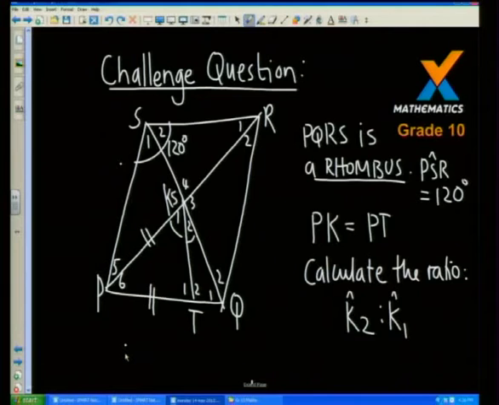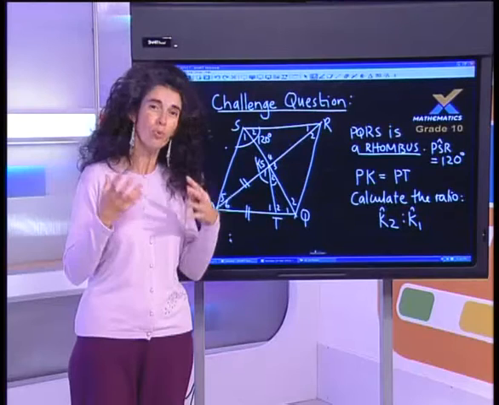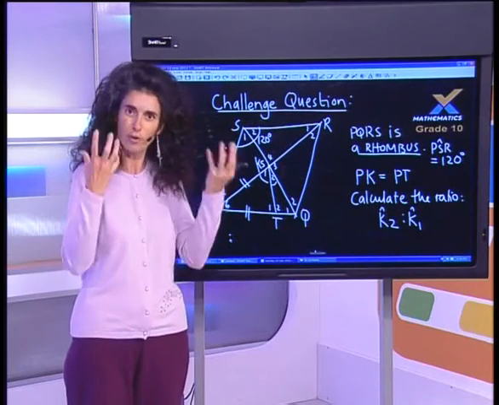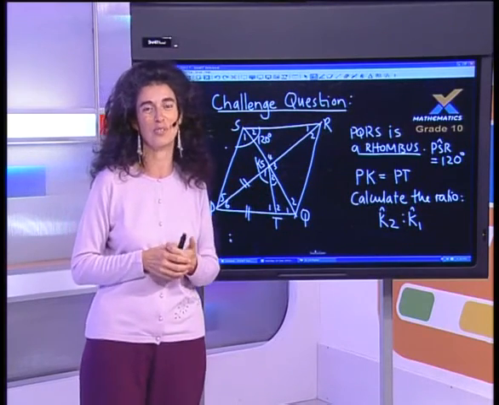I've given you enough information. There's enough information there for you to work with and to tell me what is the ratio of angle K2 to K1. And a little hint is really to work out what is the size of angle K1 and what is the size of angle K2. And if you've got both sizes, it will be very easy for you to see the ratio.